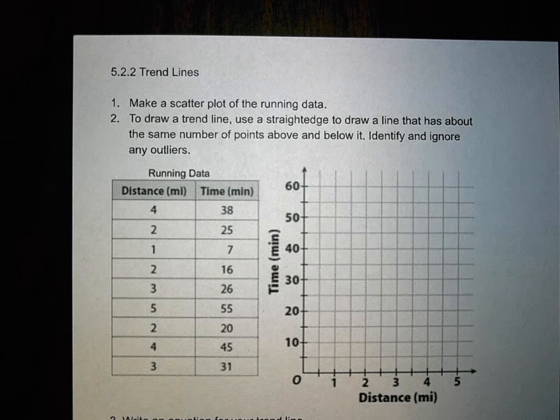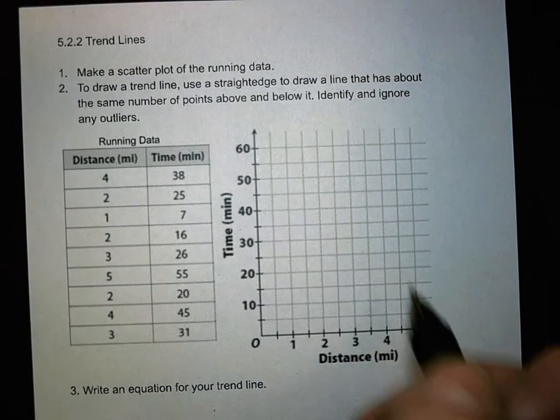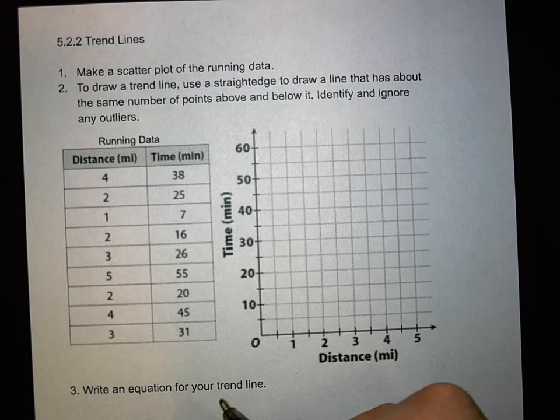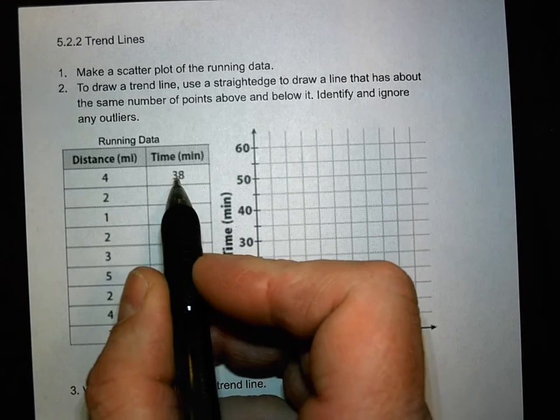So we can use trend lines to find things like that. So here we're going to make a scatter plot. And you made a couple of those in your homework, a couple of different ones. I love the one that's just basically a bar type graph. And it works. We got some data saying running distance versus time. So the first one is 4 miles in 38 minutes.